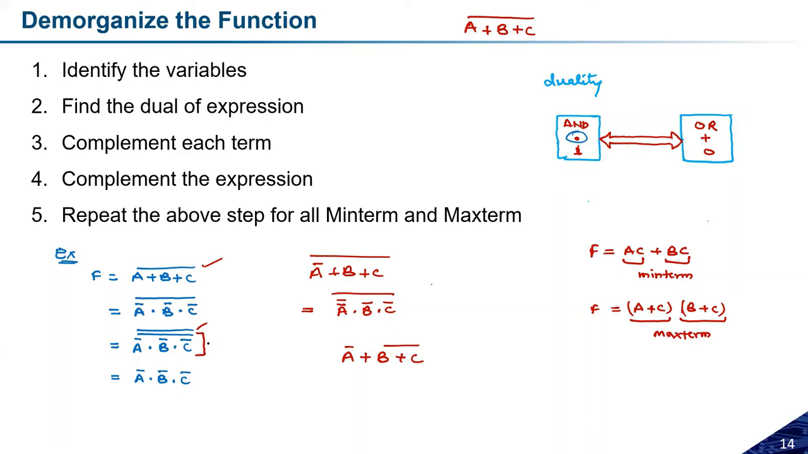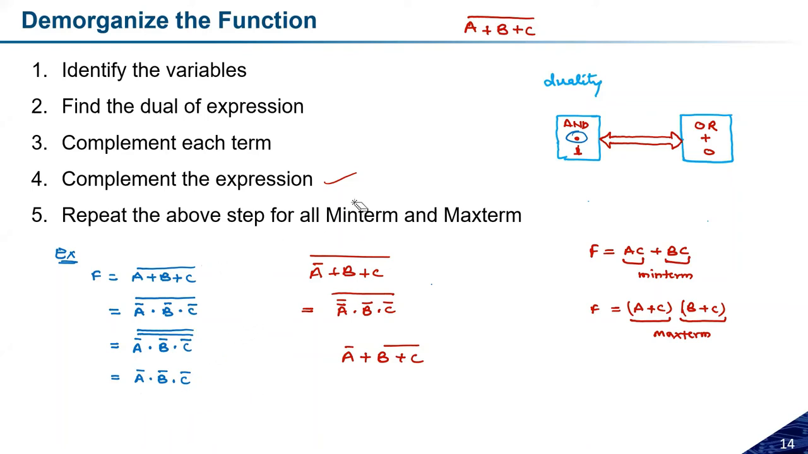So we need to apply some other law. After considering the fourth law, that will be A bar dot B bar dot C bar, and bar complement and complement will be cancelled out. At the end we will get A bar plus A bar dot B bar dot C bar. This is the expression we get after demorganizing the function. So this is how demorganization works.